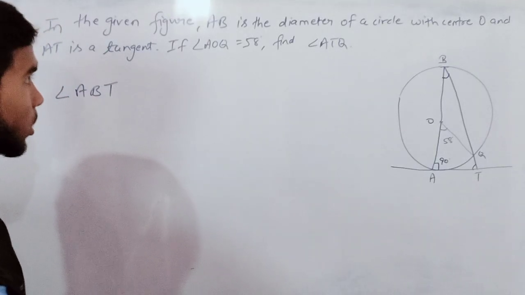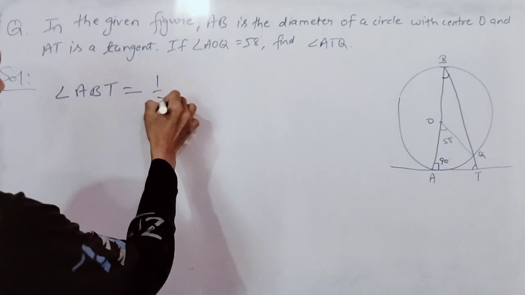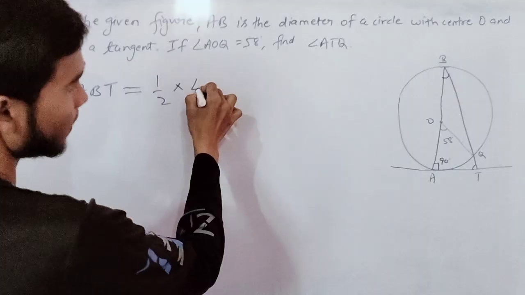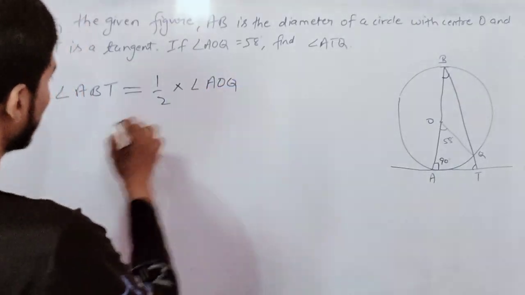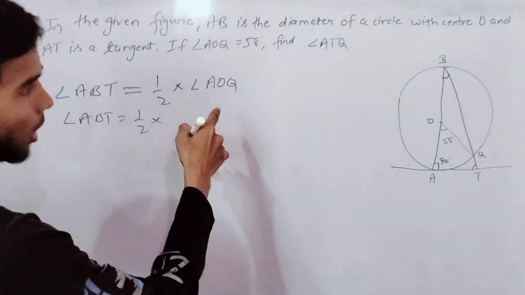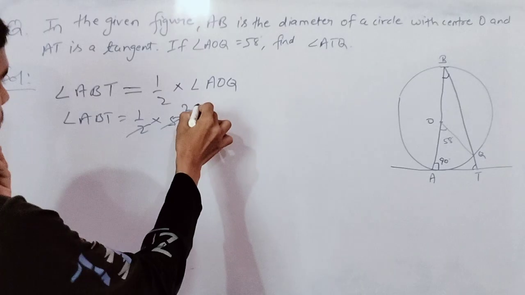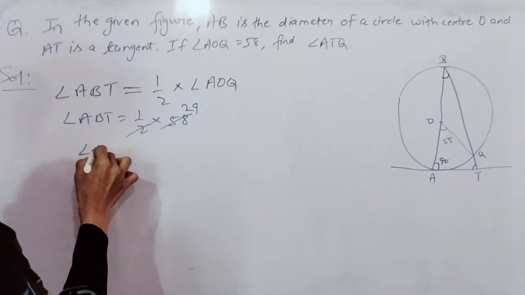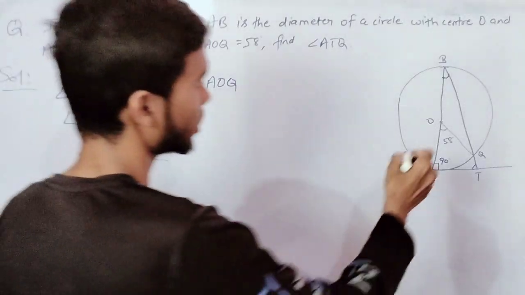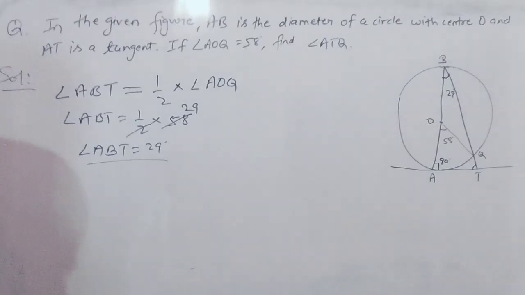Yes. Angle ABQ is equal to 1/2 multiplied by angle AOQ. Angle ABT, 1/2 of angle AOQ, is how much? 58, 2 2s are 4, 2 9s are 18, so 29. Meaning of this is 29.